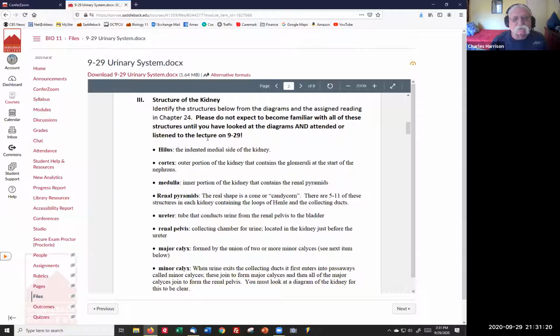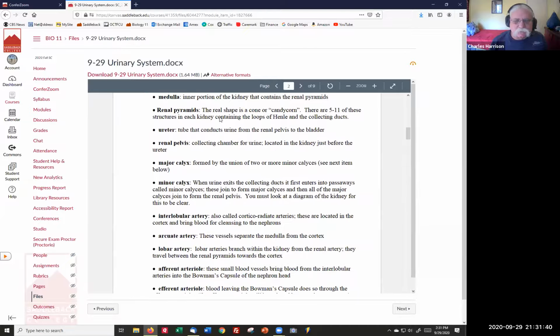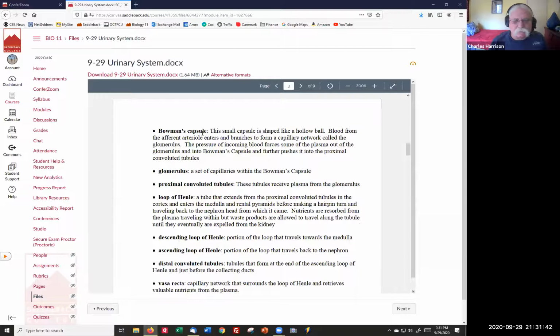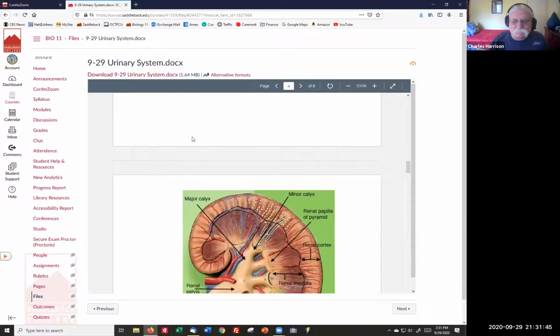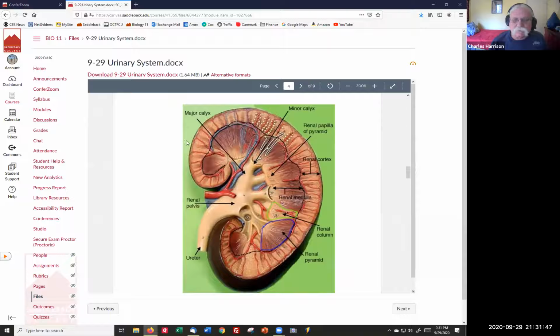Okay, this next portion on the structure of the kidney, you're not going to be familiar with it just at reading through this. You need your book with you. And you can skip ahead to the diagram that you peek at. Okay. And then we'll go back up and see which ones of these we covered.